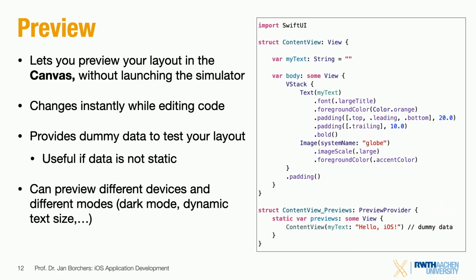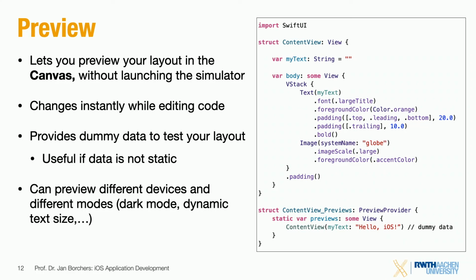The big beauty, of course, the big advantage is that it changes instantly while you edit your code, and it can be used to provide dummy data to your test layout. I explained that already. And you can also, as I showed in the demo, show dynamic text sizes or maybe switch to, for example, dark mode to see things differently and see how your interface plays out on different device classes. What does it look like on an iPhone 12 versus an iPhone 14? That's kind of similar to what you know from UIKit already, I think.